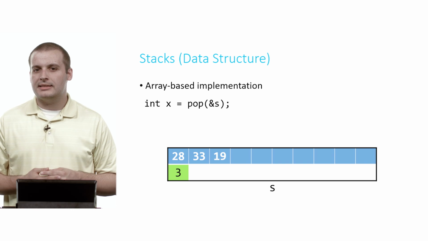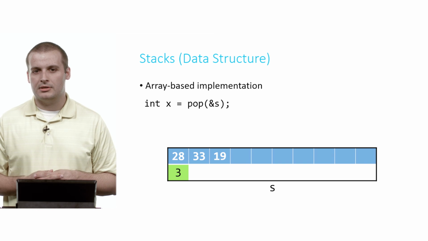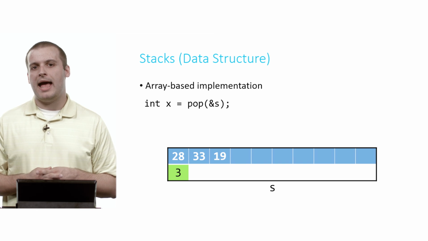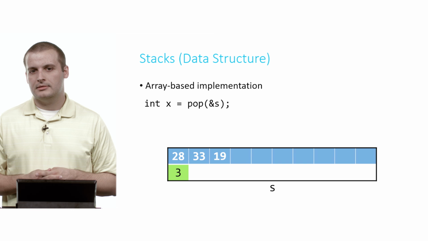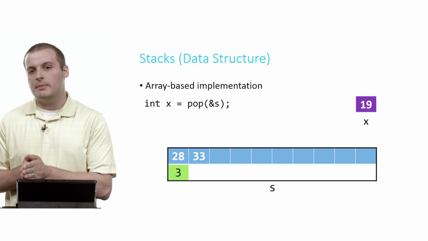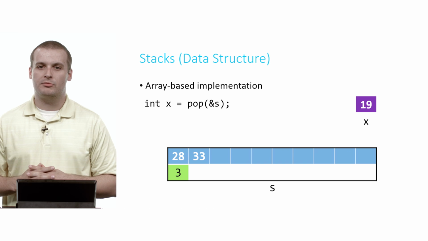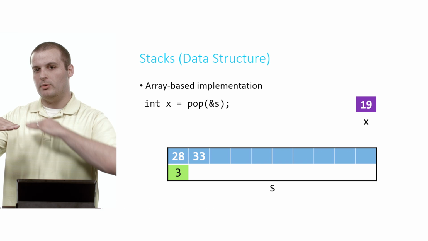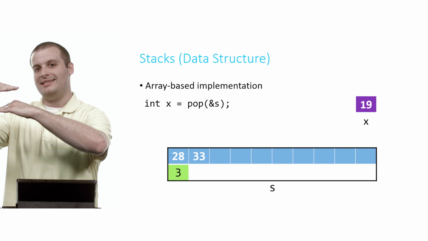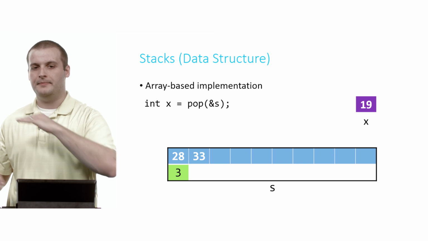So remember I said that stacks are last in, first out, LIFO data structures. Which element is going to be removed from the stack? Did you guess 19? Because you'd be right. 19 was the last element we added to the stack when we were pushing elements on, and so it's going to be the first element that gets removed. It's as if we said 28, and then we put 33 on top of it, and we put 19 on top of that. The only element we can take off is 19.